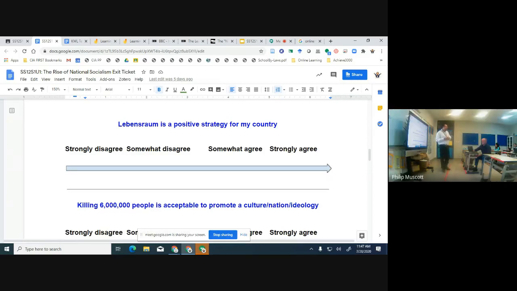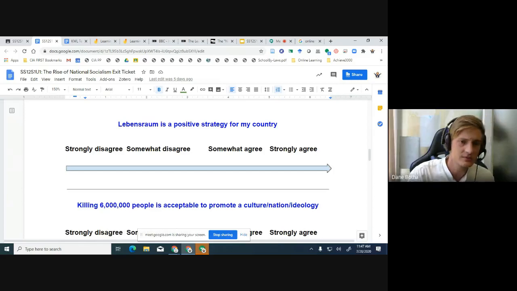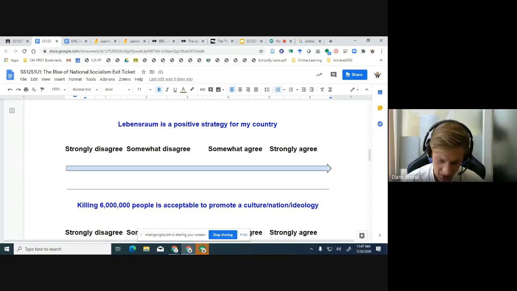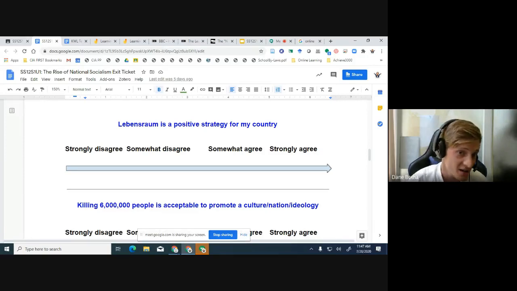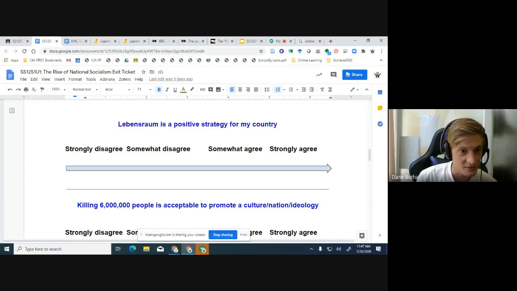Dave, is Lebensraum acceptable as a foreign policy? No, I don't really think it is. Not in this day and age anymore. Tell me why. The pursuit of territory inevitably is going to end up in war, and it's going to end up in turmoil, and people are going to die. In order to claim somebody else's territory, you're going to have to take it from them. So no, I don't think it is a positive strategy for any country, especially Cambodia, who doesn't really have much of a leg to stand on when it comes to fighting the Vietnamese.